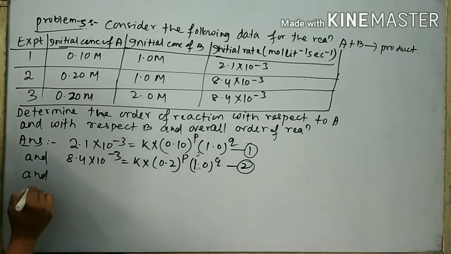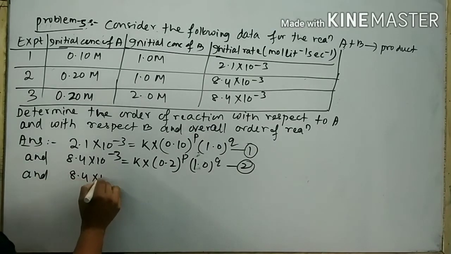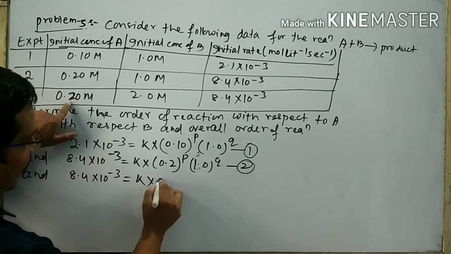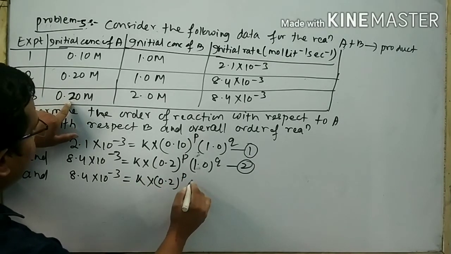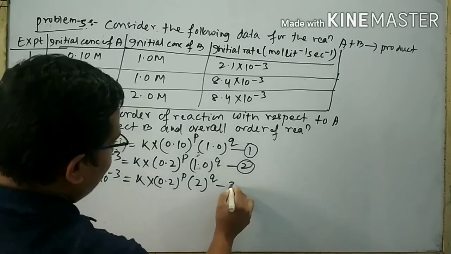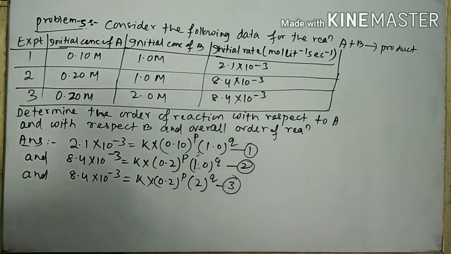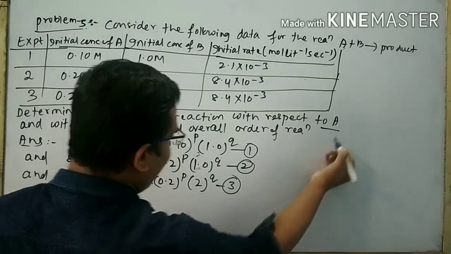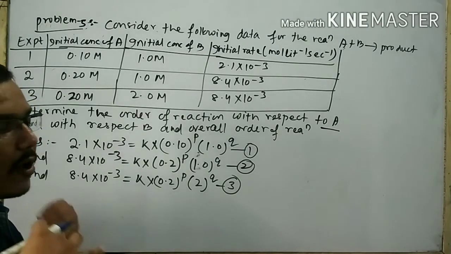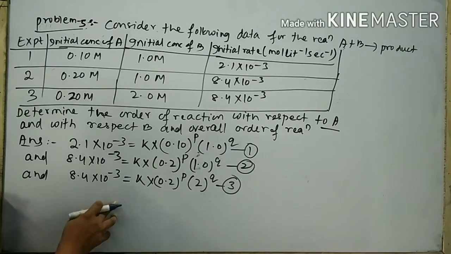Similarly, I can write 8.4 into 10 to the minus 3 equal to K into 0.2 to the power P into 2 to the power Q. This is your equation 3. Suppose I find the order of reaction with respect to A. Then it is not necessary to include the B concentration term. So our aim is, how can I cancel the concentration of B? There are 3 equations present.